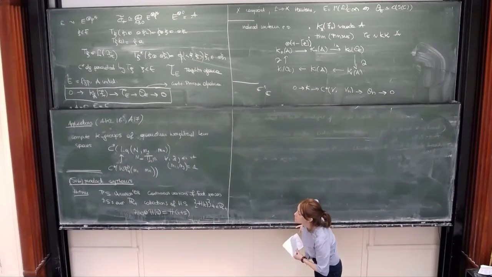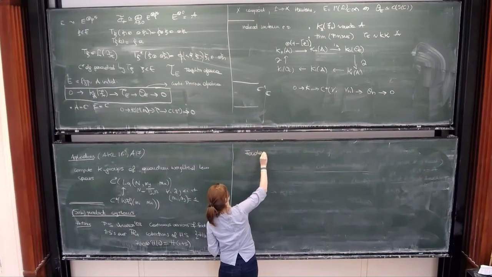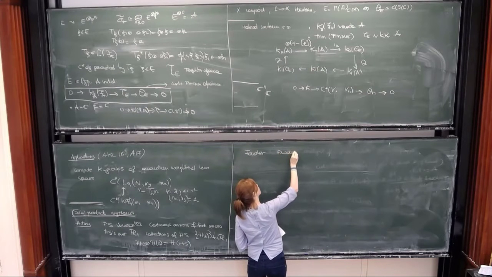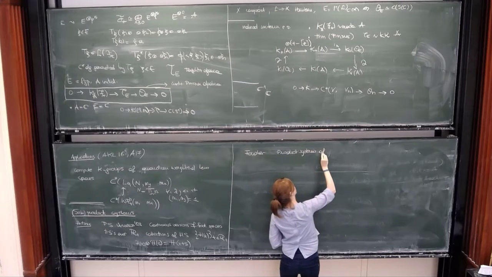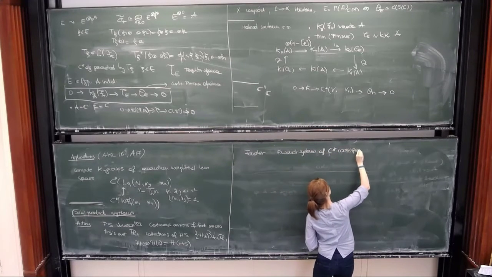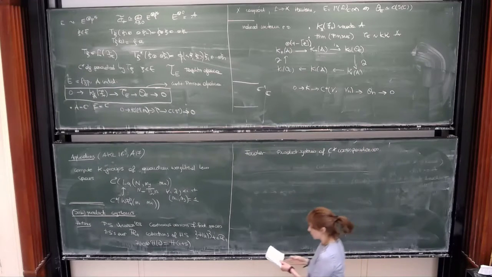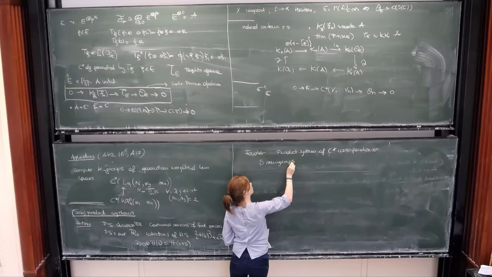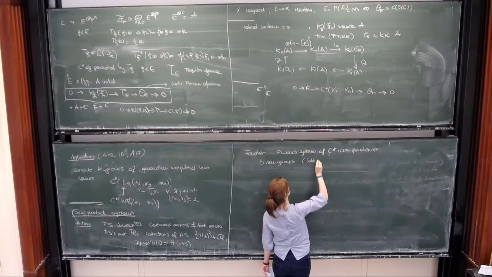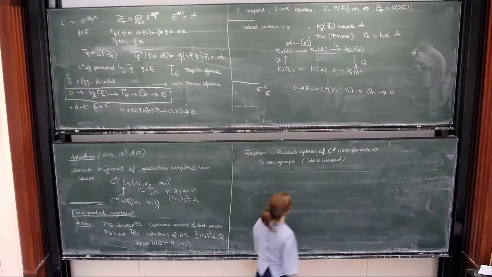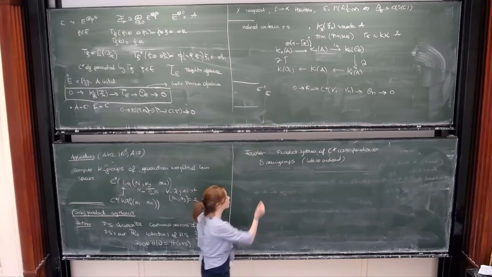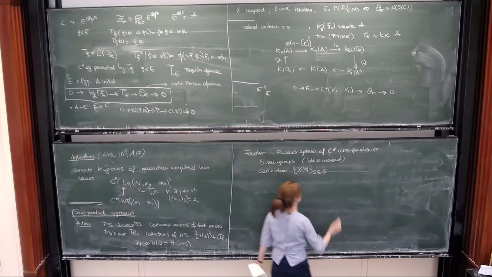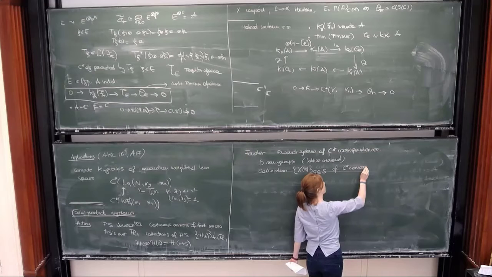Later, this was generalized by Fowler, I don't remember the year, to the case of what he called product systems of C-star correspondences. There he looked at semigroups, usually lattice-ordered semigroups, and a product system over a semigroup S is defined as a collection of C-star correspondences, together with isomorphisms.